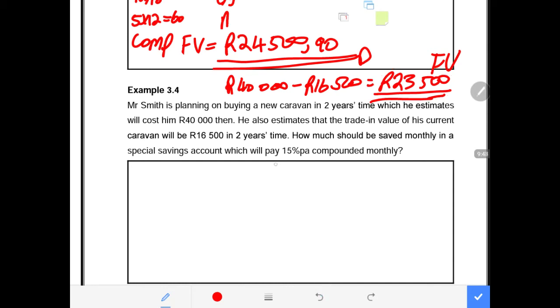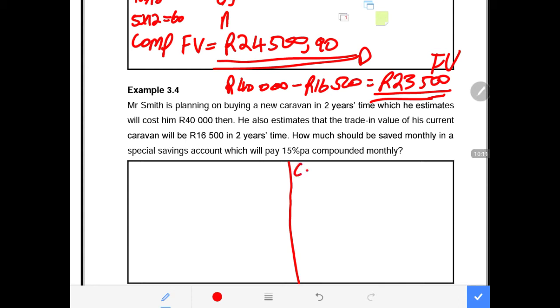So now we just want to draw a line there. We first need to state the cost of the caravan, and we deduct the trade-in value. Then after we have deducted the trade-in value, this will give us the amount that he needs to raise, which is the balance, which can be called the future value.